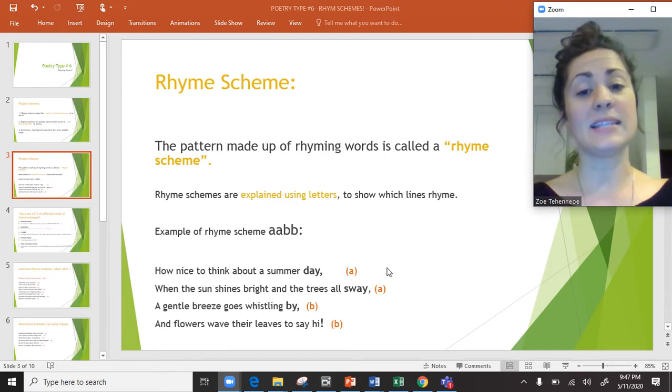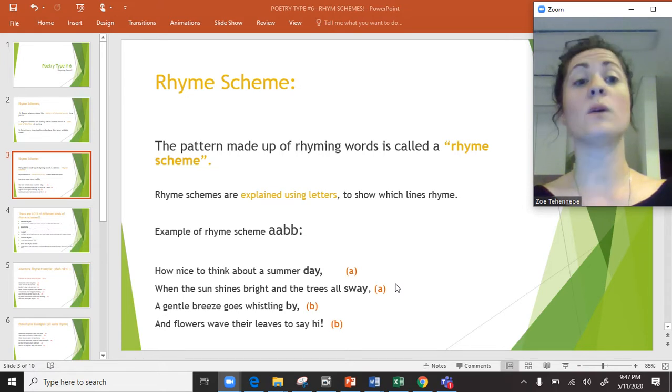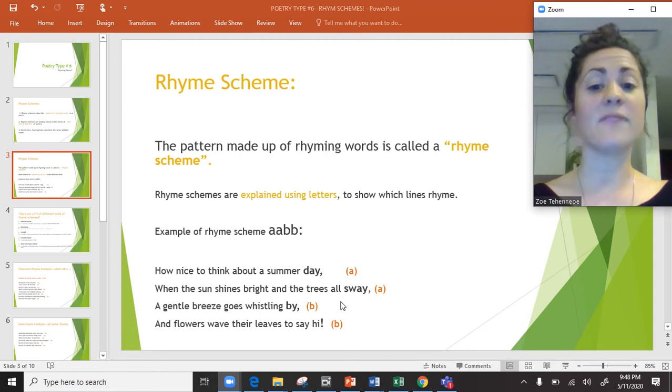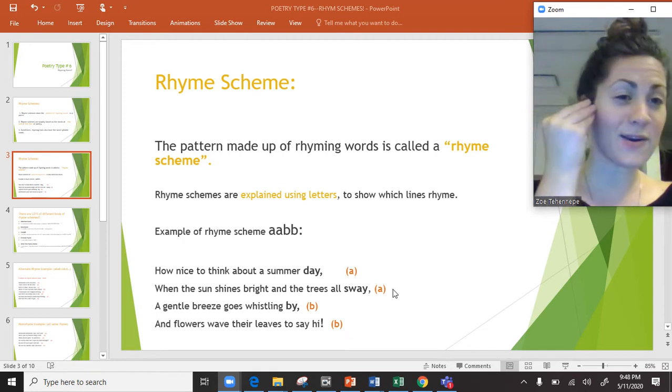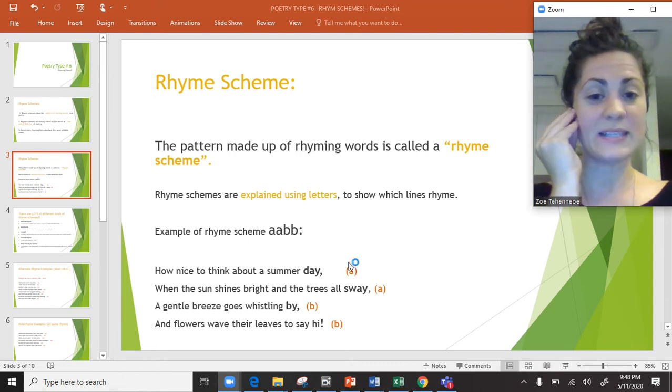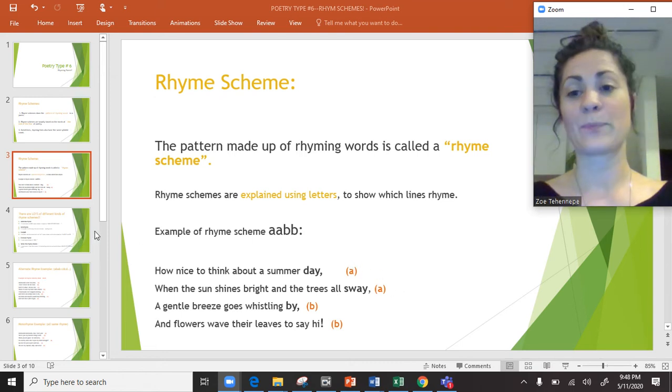So, how nice to think about a summer's day, when the sun shines bright and the trees all sway. A gentle breeze goes whistling by, and flowers wave their leaves to say hi. Okay, we can hear in there the rhyme scheme, and then we see it by these letters here.